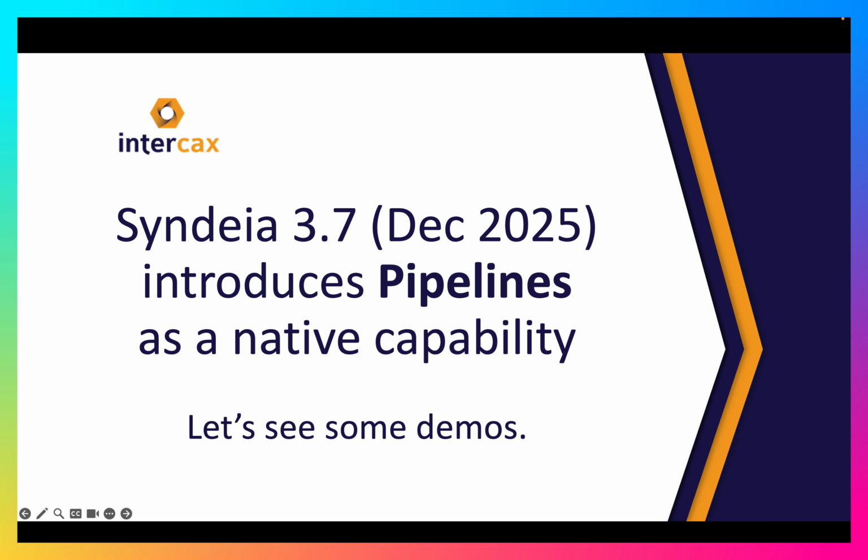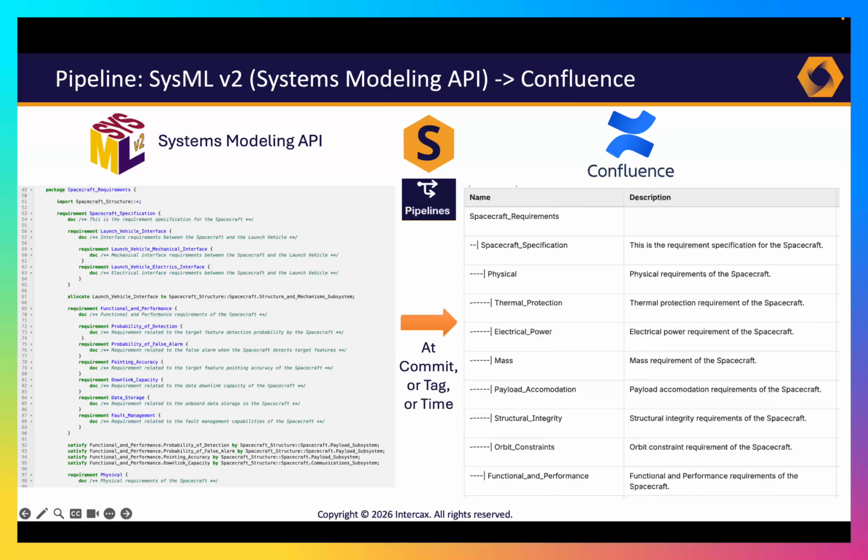In the next 3 minutes, I will show you 3 simple demos. The first pipeline pulls requirements from a SysML v2 model for a spacecraft using the standard systems modeling API and generates a report in Confluence. This can be configured to run on each commit, tag, baseline, or at specific time intervals.